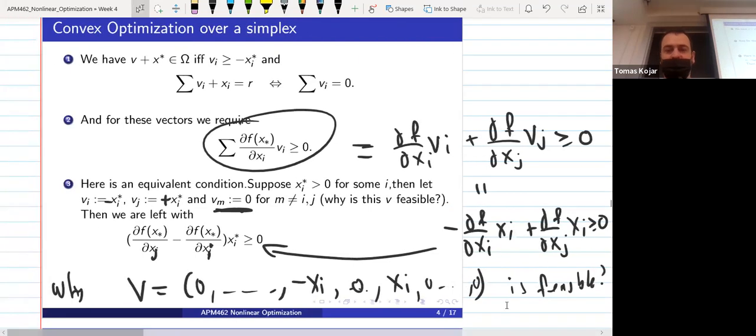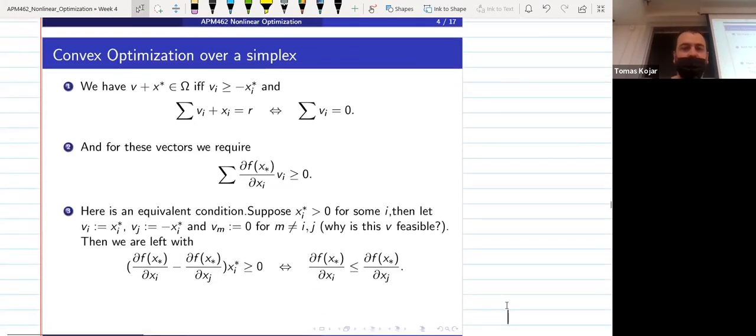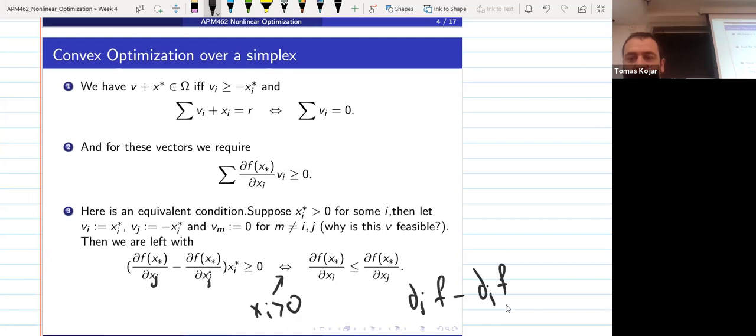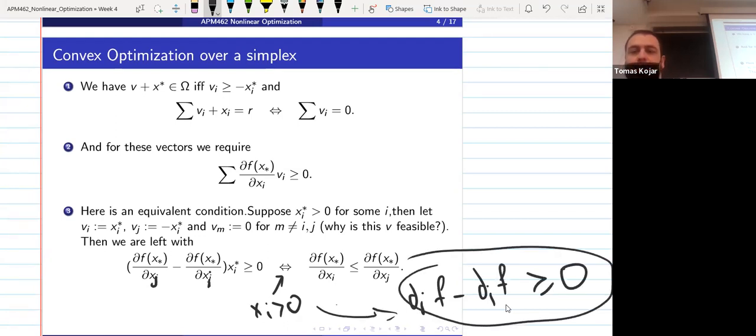So hopefully I have one more slide here. Yes, good. So again, this is xj, xi. Now, because xi is strictly positive, it forces this product to be non-negative. So the middle step here was just that the partial j of f minus the partial i of f is non-negative. Okay, do you understand?